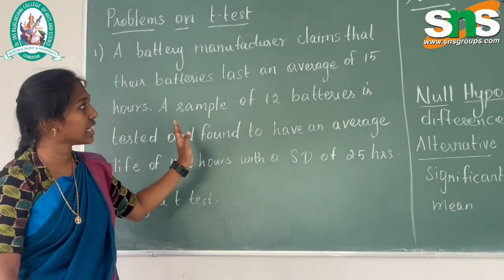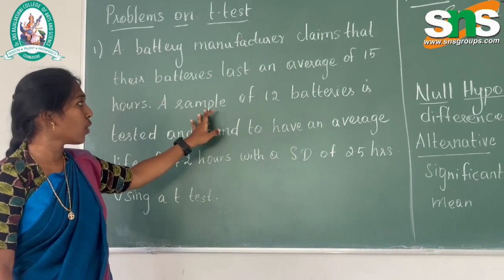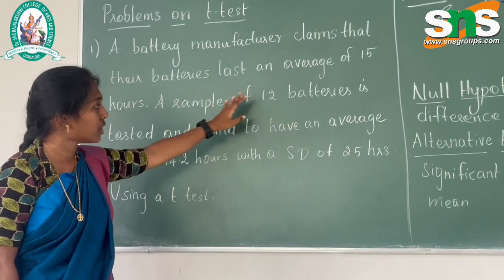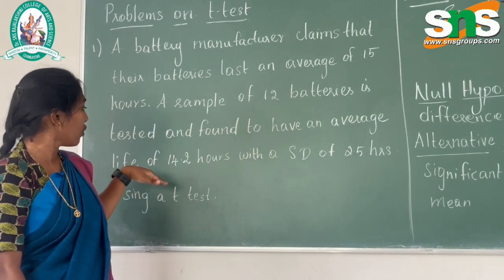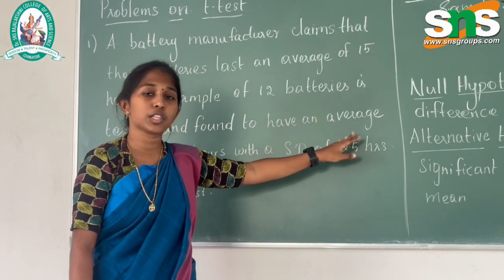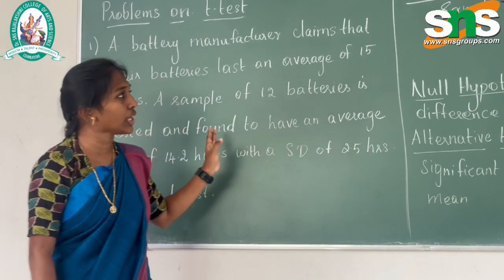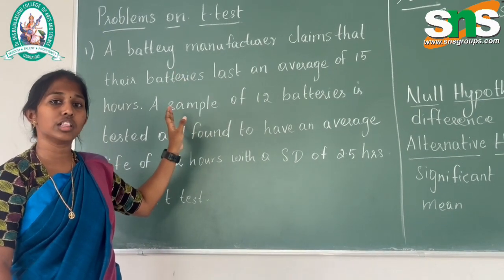So in this question they are given that the population value is 15 hours, and we are going to take a sample size of 12 batteries, with a sample mean of 14.2 hours and a standard deviation of 2.5 hours. First we are going to define the values which are given in the question. So we are going to collect all those values first.